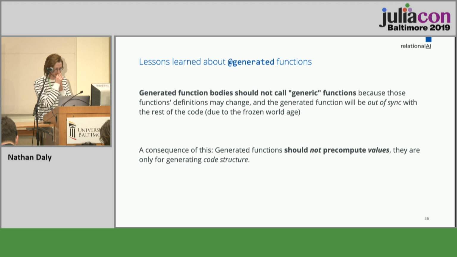The other last rule about generated functions is I touched on this earlier, but same as pure functions, your generated functions shouldn't really call generic functions because those definitions might change in the future, and then you'll be out of sync with the rest of the code because your world age is frozen and users will be surprised by this. A consequence of that is you shouldn't be using generated functions to pre-compute values just for generating code structure. That last thing is really what pure functions are for, but as we showed in some cases, you can't use pure either. So I breezed through that.